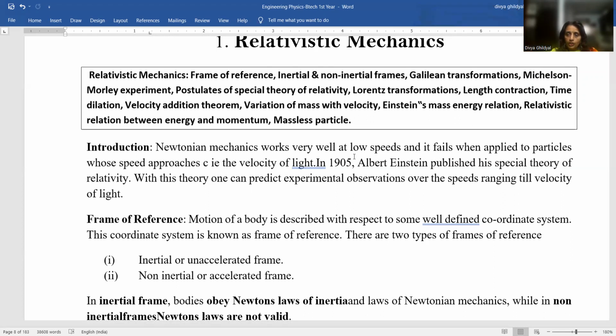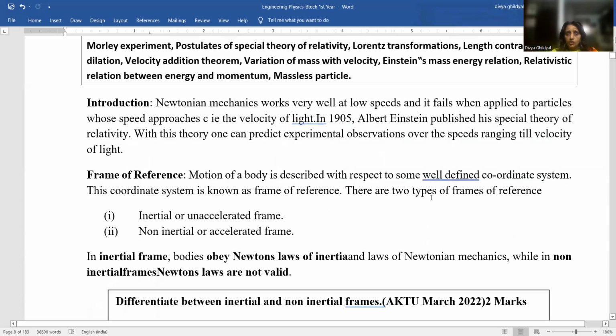When velocity of the object under observation approaches the velocity of light, not equal, but approaches it, like into 10 to the power of 7, where velocity of light is 3 into 10 to the power of 8, there we apply relativistic mechanics. Albert Einstein gave this special theory of relativity, which I am sure all of you must be knowing, because he is known as father of science for this very relativistic mechanics theory.